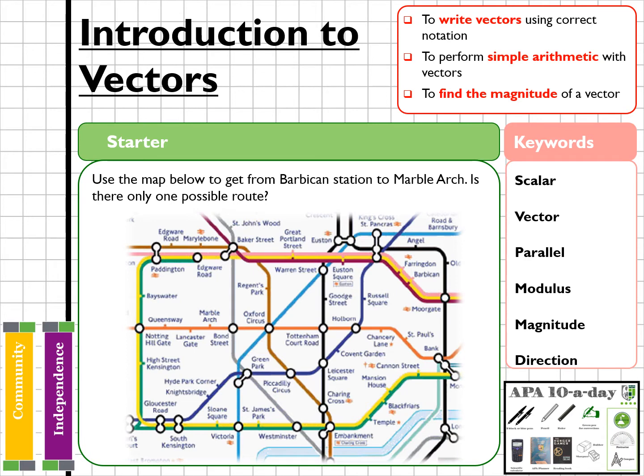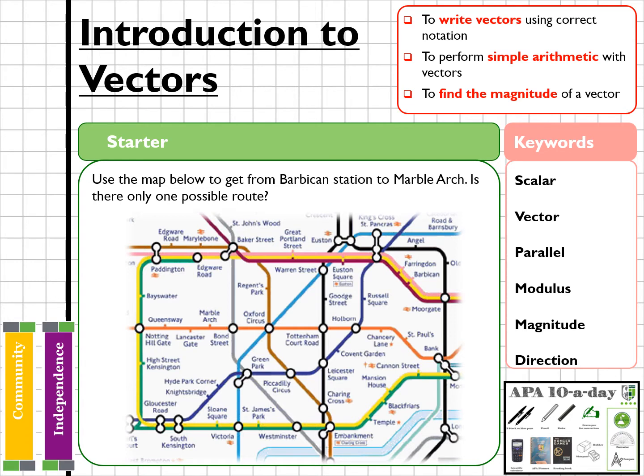To begin with, can you see if you can find Barbican Station and Marble Arch Station on this map? Could you then try and plot a route to get from Barbican Station to Marble Arch Station? Your challenge: is there only one possible route? Pause the video here to give it a go.